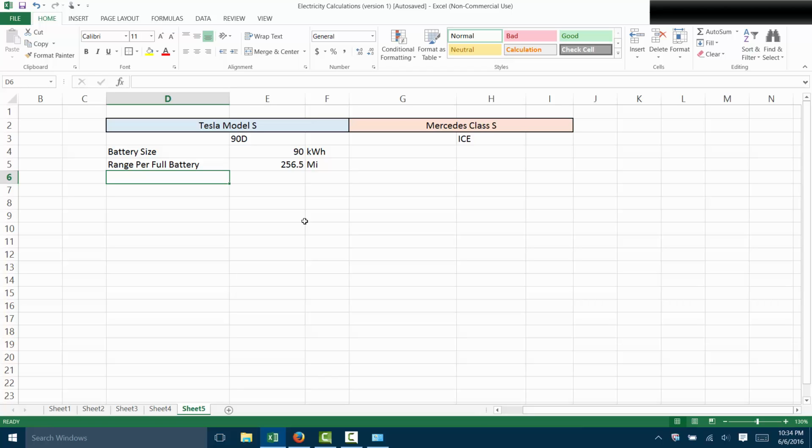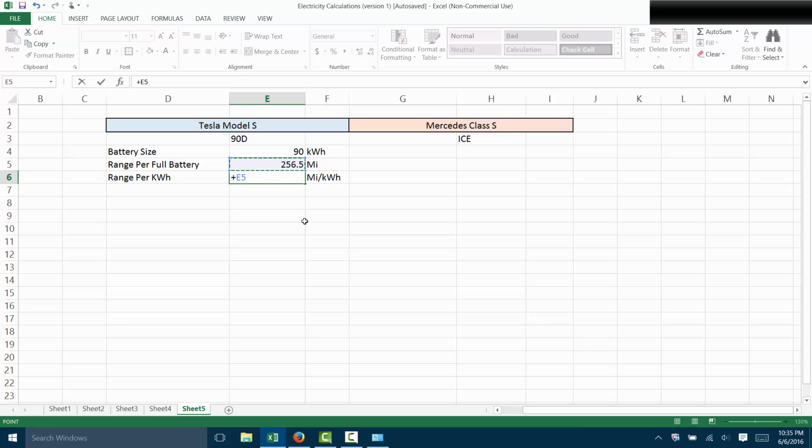After that, we are now ready to calculate the range per kilowatt hour. So how many miles can we drive per kilowatt hour? The way we calculate that is miles: your range per full battery divided by the number of kilowatt hours that you have in your battery, and that's it. So that means that we can drive 2.85 miles for every kilowatt hour that we have in that battery.